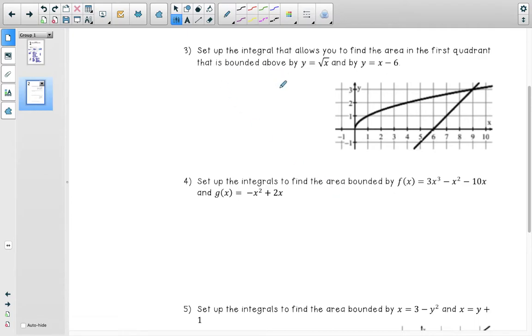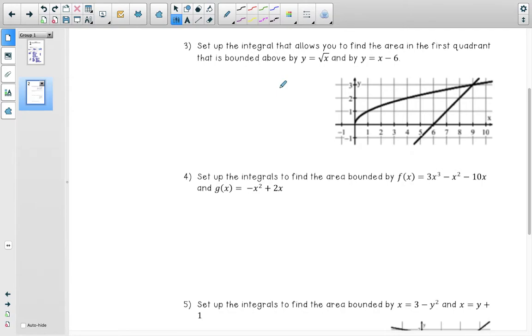It just says set up the integral on all these. So I'm not going to actually find them, so this won't take very long. Okay, so it says set up the integral that allows you to find the area in the first quadrant that is bounded by y equals square root of x, and then this x minus 6. So we're trying to find this area right here.